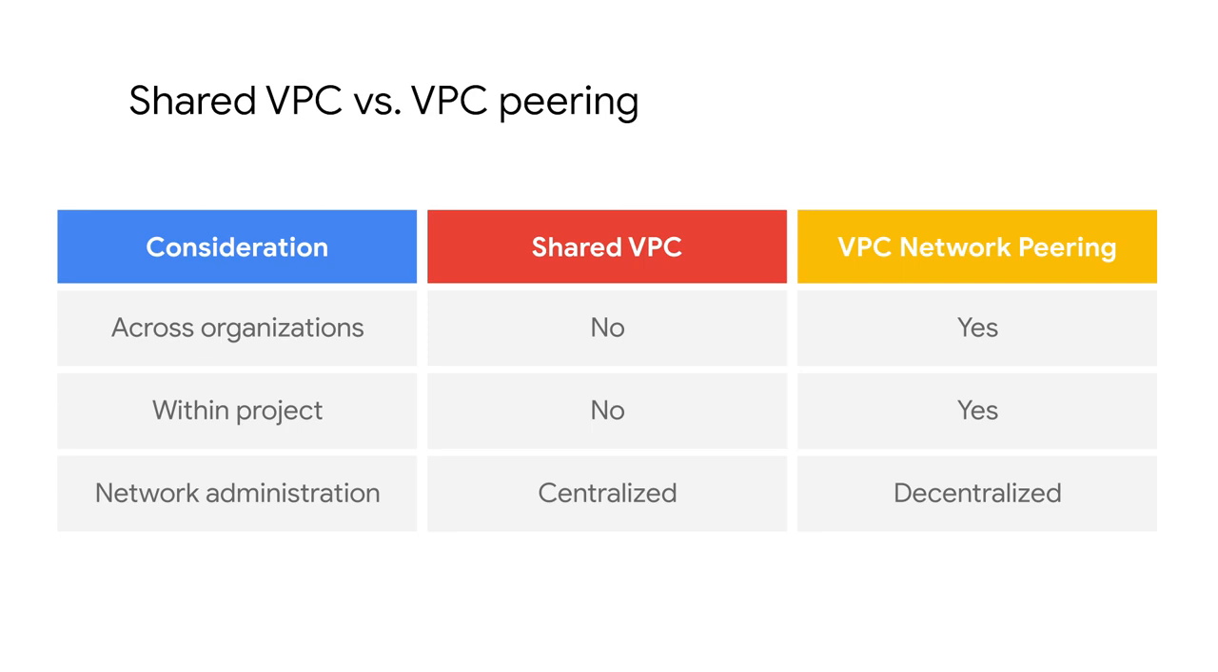Somewhat similarly, if you want to configure private communication between VPC networks in the same project, you have to use VPC network peering. This doesn't mean that the networks need to be in the same project, but they can be. Shared VPC only works across projects.